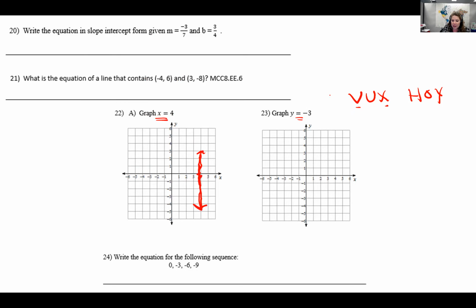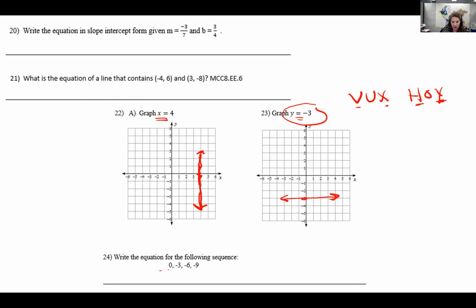All right, what about y equals? If I have a y equals only, that means I have a horizontal line. So I'm going to go to my y-axis, find -3, and make a horizontal line on y equals -3.